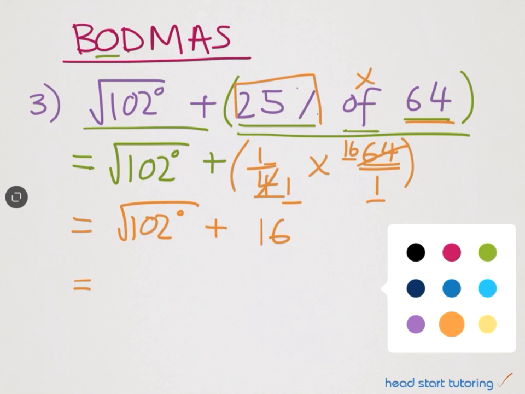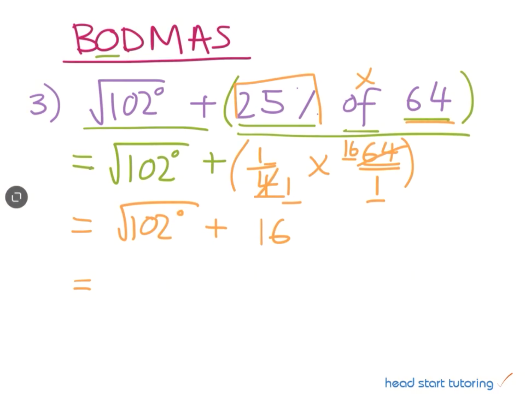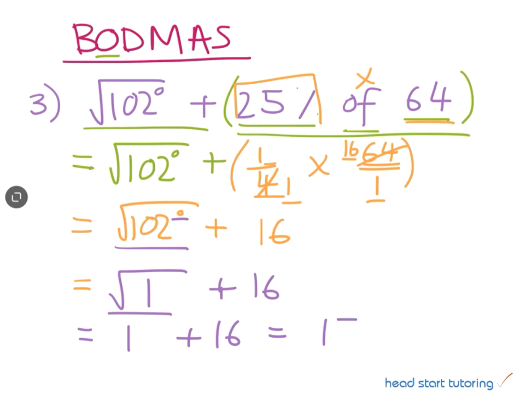Right, now let's have a look at 102 to the power of 0, because we need to work out the square root of that. So we should know that any number to the power of 0, no matter what number it is, as long as that number is put to the power of 0, that answer will be 1. And then we're plussing our 16. And now we need to work out the square root of 1. The square root of 1 is 1, and that is because 1 times 1 is equal to 1. And then we plus our 16, which gives us an answer of 17.